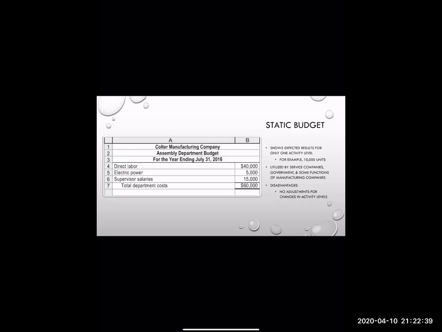So one of the disadvantages of a static budget is that it does not adjust for changes in activity levels. So what that means is, what happens if you produce more than 10,000 units, right? So the one example I want to kind of go over, it's not in the slides, unfortunately, but hear me out for a second.